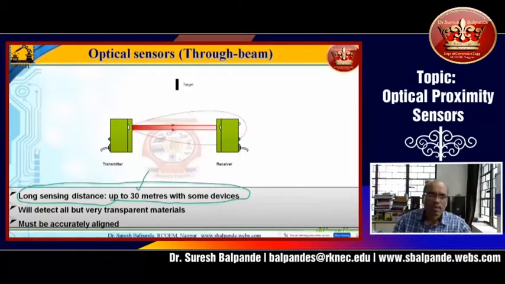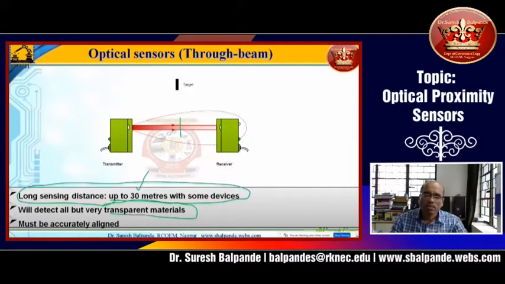Then it will detect all types of material except very transparent material, because if transparent material is placed, then light will pass through it and there would not be any interruption. And that is why this sensor, all optical sensors, cannot detect materials which are very transparent. There should be some interference in the light beam, then only it is detected.